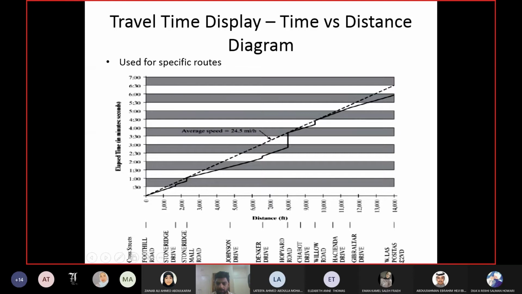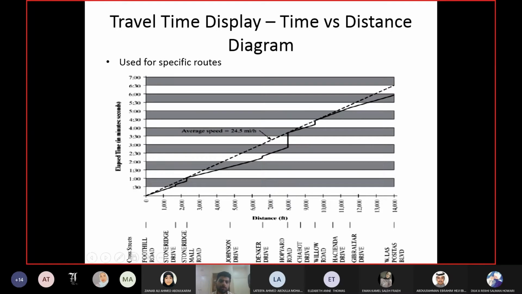Boulevard is a bigger road, a major road, and when I use the word road, that means it's a highway or something. So at point 0 you are at this road, when you have crossed 1000 feet you are at this street, and so on. So they have marked the streets which are coming along this route. So for a route you can draw a time-distance diagram.